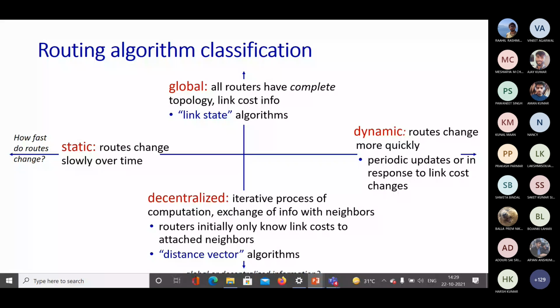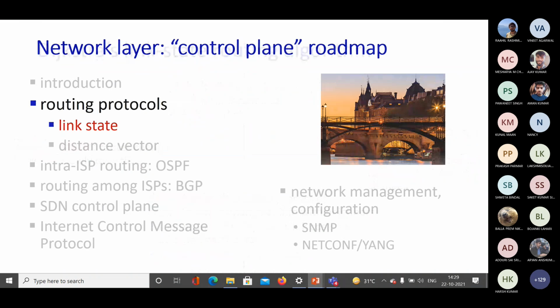Okay. Remember, in link state, all the routers have to have complete information of each other, and in distance vector, the information can be advertised to only the directly connected neighbors. Okay. Now, let's check the next part.